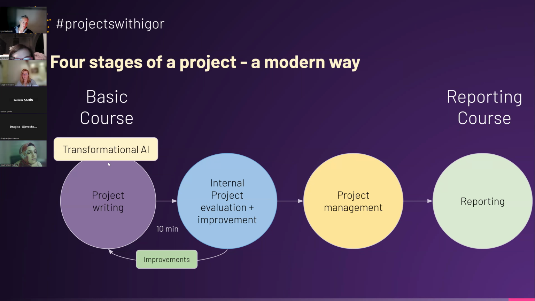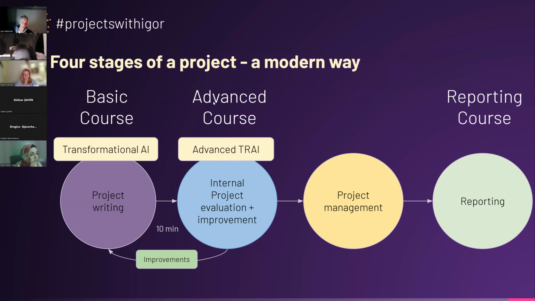So we have a basic course. This is transformational AI. And I will do internal evaluation for everyone who will be in the basic course. So you can do it that way. This will be in Cappadocia as well. You will write your project in 4 days, and then I will do the internal evaluation and give you feedback, and you can improve it. Later you can also come to the advanced course, to understand how to do internal project evaluation for all your future projects.